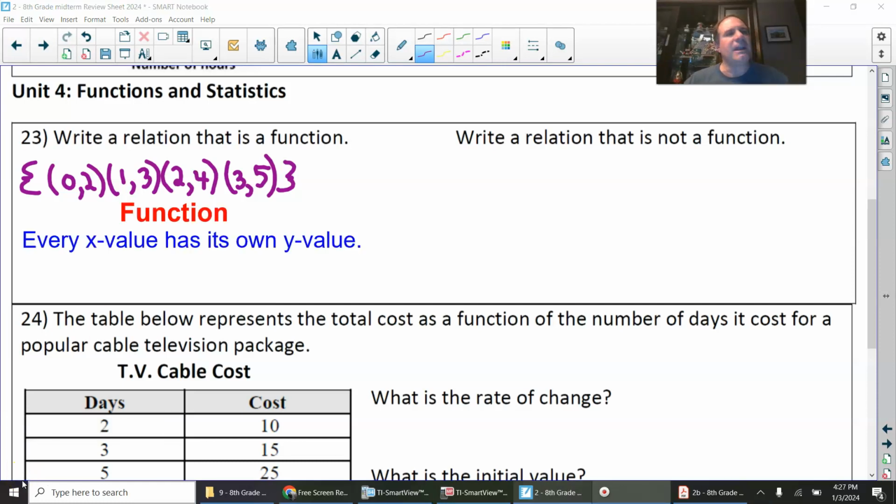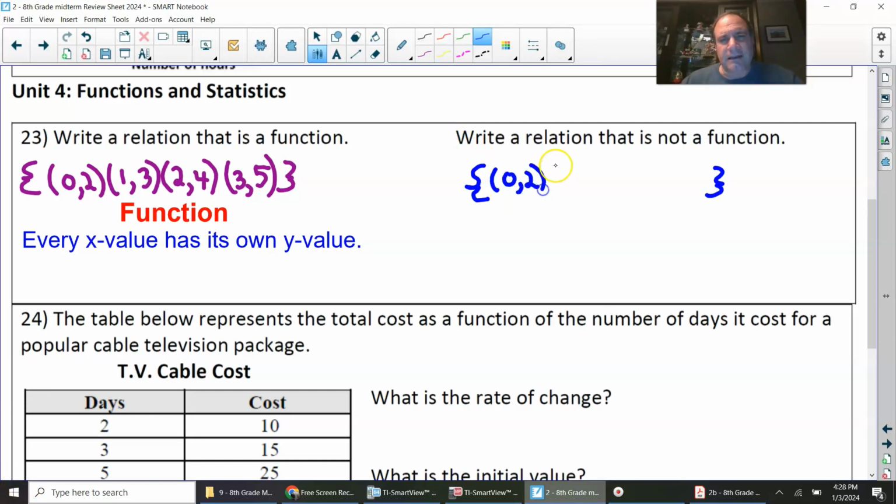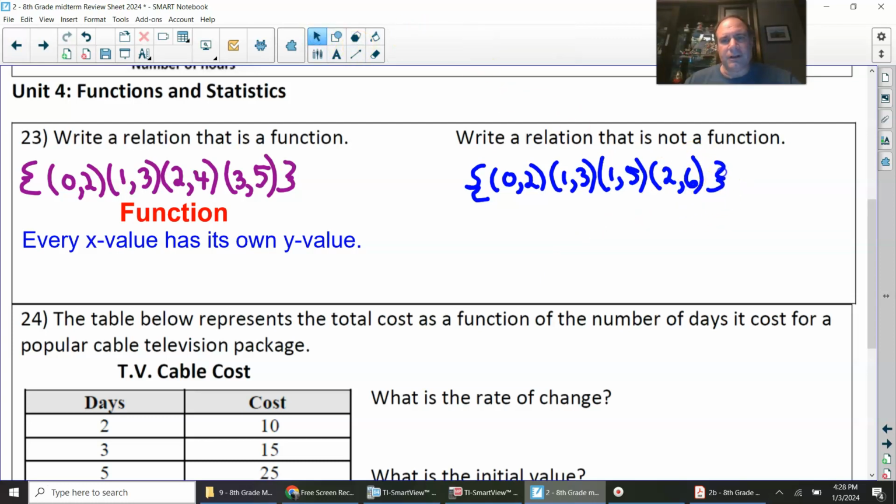And just like I said, every x has its own y. If the x repeats and goes to a different y, it's not a function. So we're going to write a relation on the right-hand side that is not a function. My brace is set up, and I'm going to start with the same 0, 2. And then I'm going to go to 1, 3. And then I'm going to go to 1, 5. And I'm going to go to 2, 6. This is not a function, and it is not a function because, again, this is the problem with this one that makes it not a function. You see this 1 and this 1? They repeat.